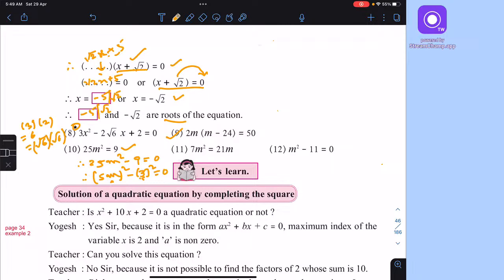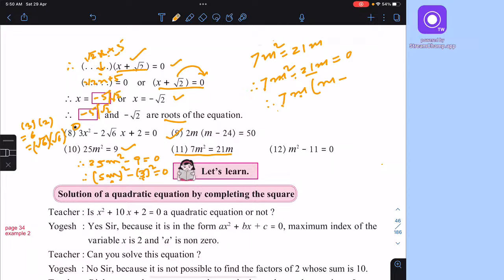Now if we want to solve 11 sum, we have not solved that. 7m square is equal to 21m. We write all terms on the left hand side. So 7m square minus 21m is equal to 0. Then we have to factorize. Here m is common. Rather, 7 and m both are common. So 7m is taken out. Then 7 is already out. Out of m square, m is written. So 1m remains. Then minus sign.